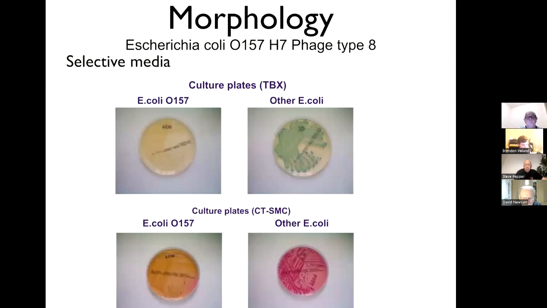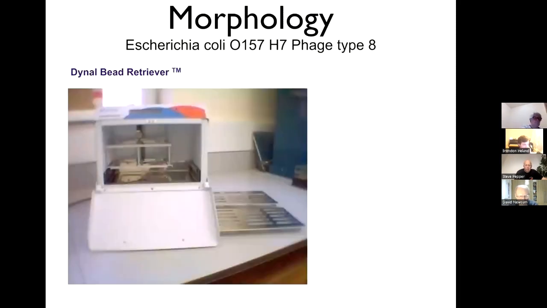Selective media. There are various culture plates which will help you identify whether you've got E. coli 157 or other E. colis. You've got another thing which helps you. I mean, the thing is, the numbers involved in E. coli are very small, with as few as 10 bacteria officially being there. So the thing is, how do you grow enough bacteria and separate it out from other bacteria?